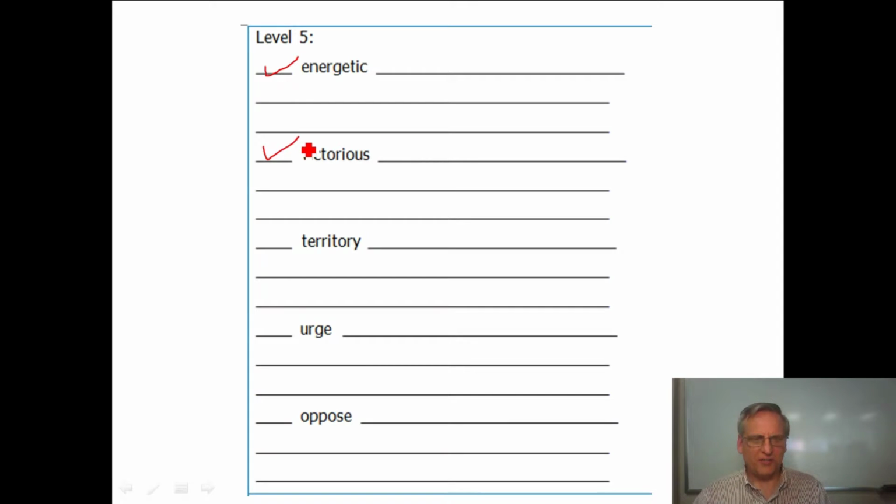Territory. It's like where someone lives. It's their property where they have their home place. All right, thank you. Urge. It's like you really want to do something, but you really need to do something. You're being pushed to do something. All right, thank you. Oppose. Oppose. You're against something. Like when two teams go at it in a football game, or two people are fighting or something. All right, thank you.